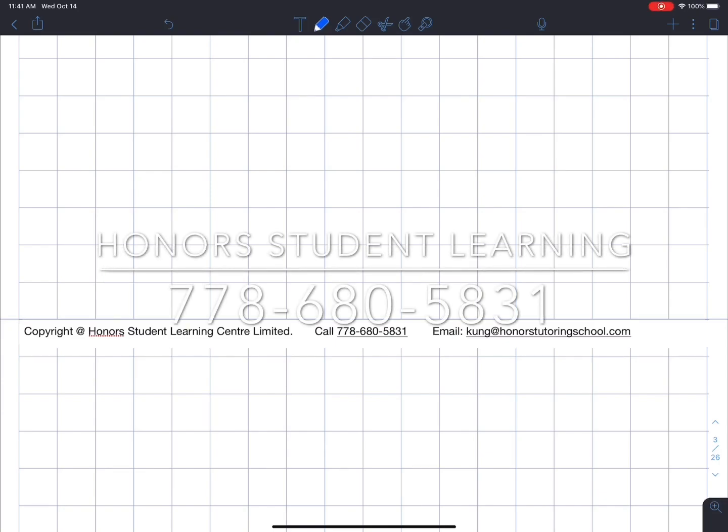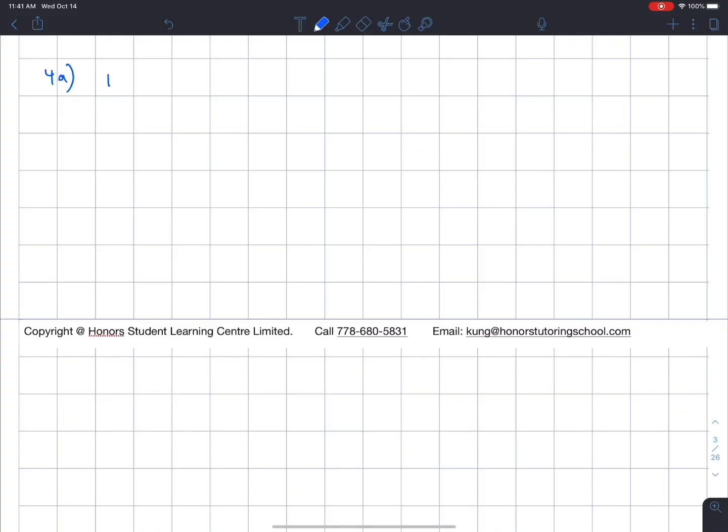Okay, question 4. Find the equivalent improper fraction. So we have 1 and 2/3. If I want to change this back into an improper fraction, I can say that the 1 whole is the same as 3/3. And I still have the 2/3. And then I can just add it up. I'm going to get 5/3. So this will be the longer way.